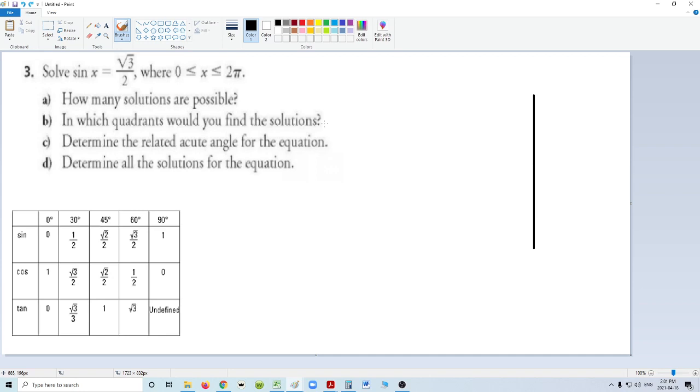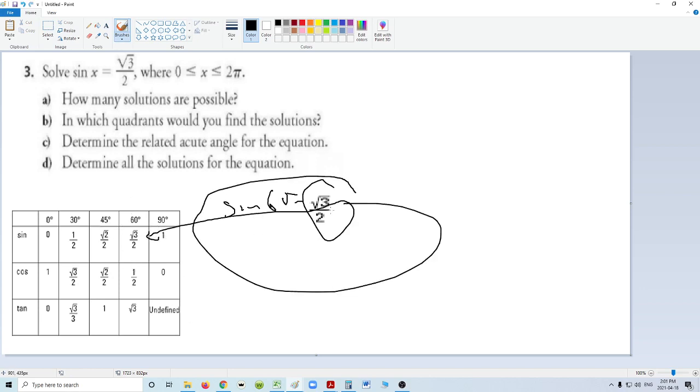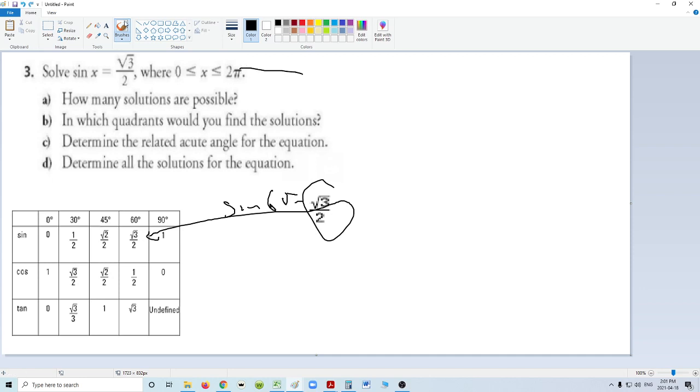Then you would just say, okay, when is sine of x square root 3 over 2? So we're looking for the acute angle. And if we look at our chart, sure enough, there it is right there. Sine of 60 is that. And work on your triangles to get that. So that means we're talking about an acute angle of 60 degrees. Keep in mind, your teacher's always talking in pi's. 60 degrees is the same as 180 divided by 3, so it's pi divided by 3.